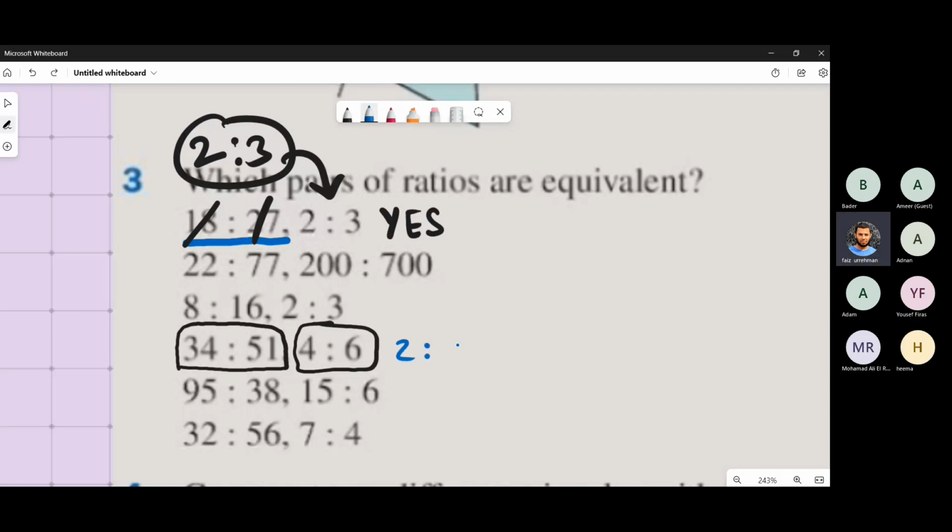What about this one, 34 and 51? Let me think. Everyone, please think. Which big number can we use to cut? Silence, please think.